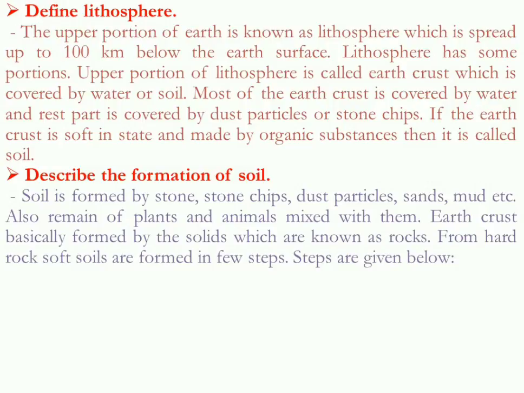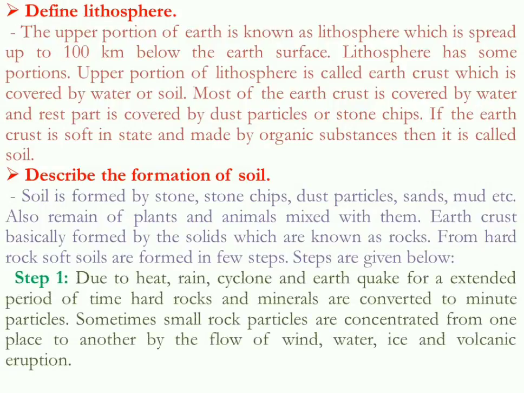The earth crust is basically formed by solids known as rocks. From hard rock, soft soil is formed in a few steps. Hard rocks melt down or break down, and that makes soft soil. There are two steps, which we will now discuss.